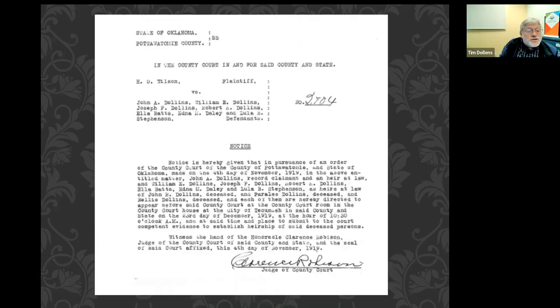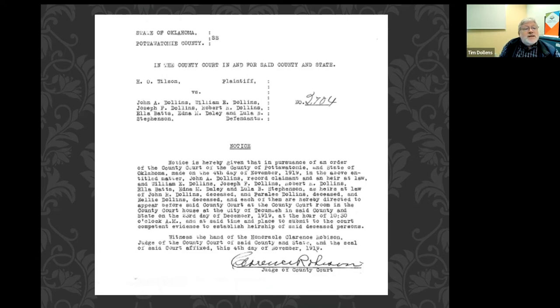Here's a little bit larger version of the same case, and it just basically tells more about it. But again, you have all these family members that are alive and they're showing how they're related to the deceased. And then they're actually saying that John R. Dollens and Paralee Dollens, his wife, are deceased. And of course, I think Nellie's not a child. But again, all that would be proven out in the records that you get.